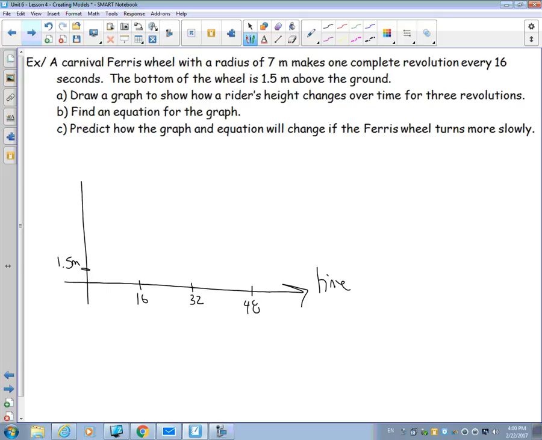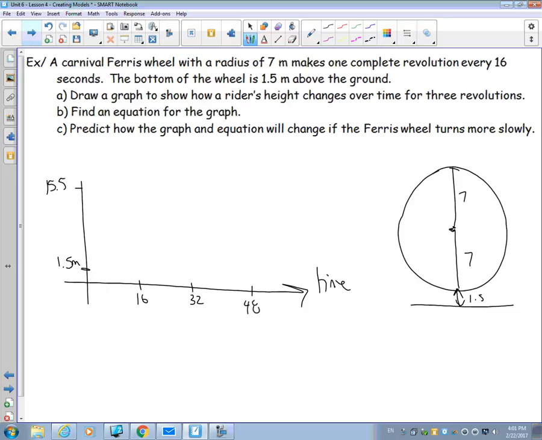Okay. The top of the wheel, think about this for a second. The bottom is 1.5. They tell us the radius is 7. So radius, 7. And the second radius, 7, tells me the top of this wheel is 15.5 meters above the ground.